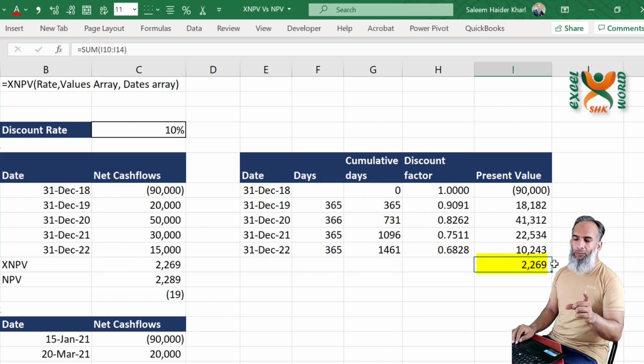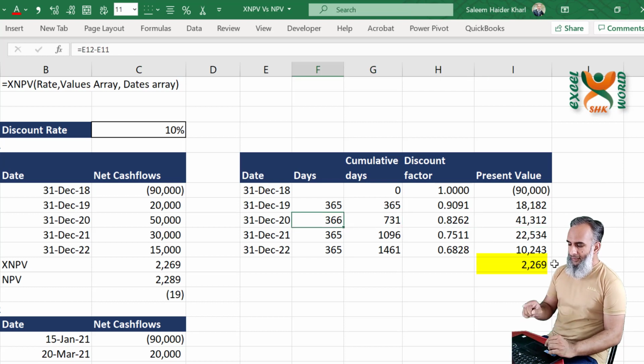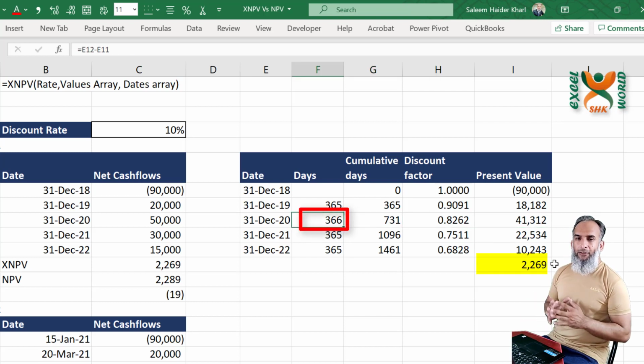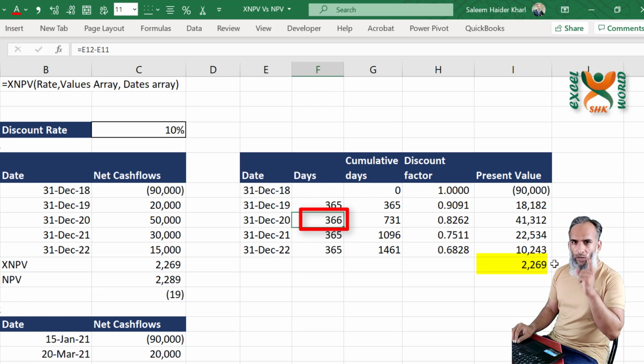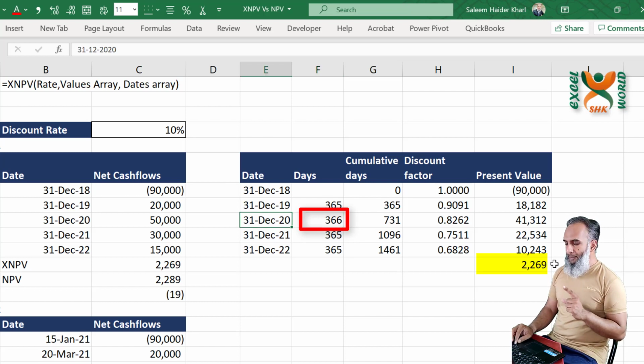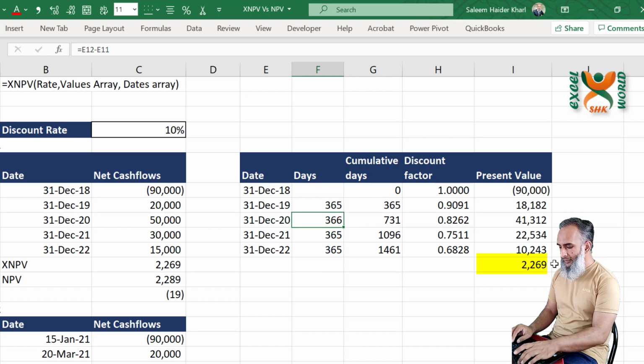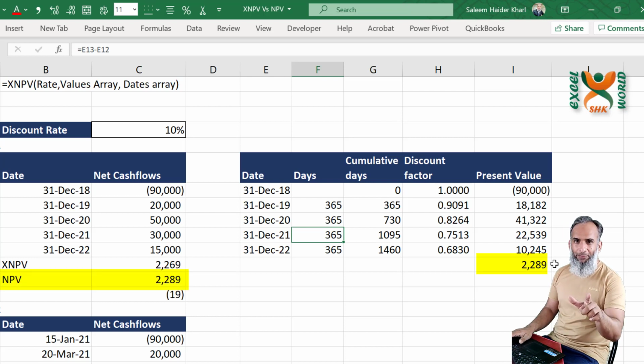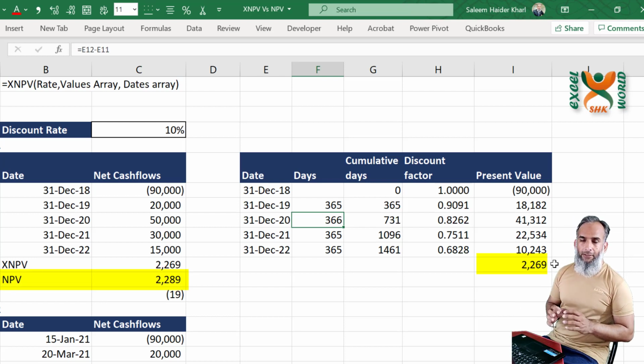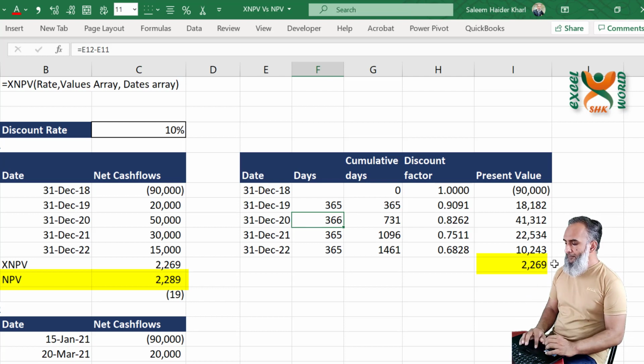I think you haven't got the point yet. Here it's a leap year. 2020 is a leap year with 366 days. So this 1 day difference is the one which is making the XNPV 19 rupees lower than that of the NPV. If I change this to 365, what will happen? You have your NPV. So this is the whole difference, and this is how accurate the XNPV is.